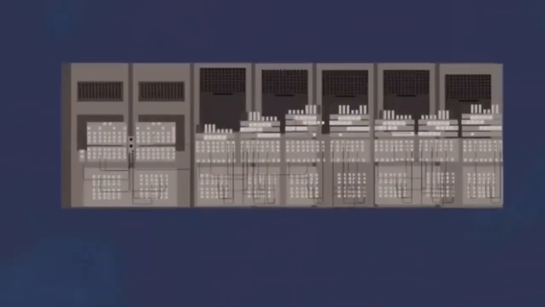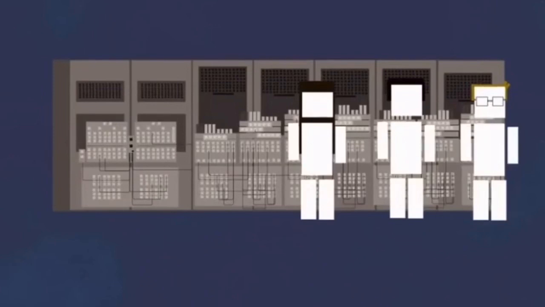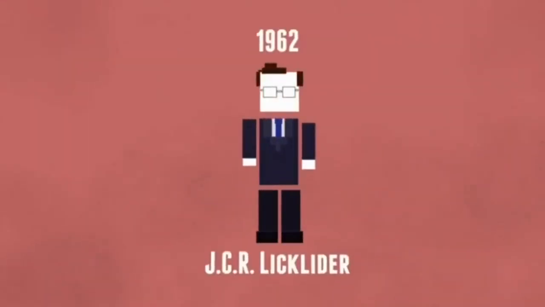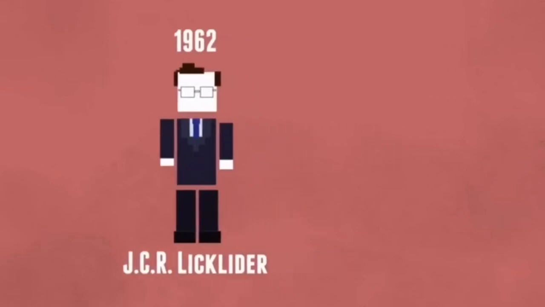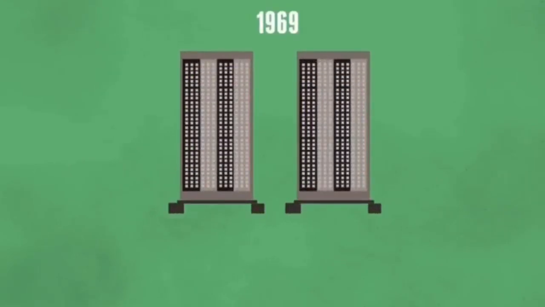The internet was born over 50 years ago. Computers back then were as big as rooms, and scientists used them to communicate during the Cold War. In 1962, a scientist named J.C.R. Licklider proposed the idea of a network of computers that could talk to one another. In 1969, the first message was sent from a computer to another over the ARPANET.